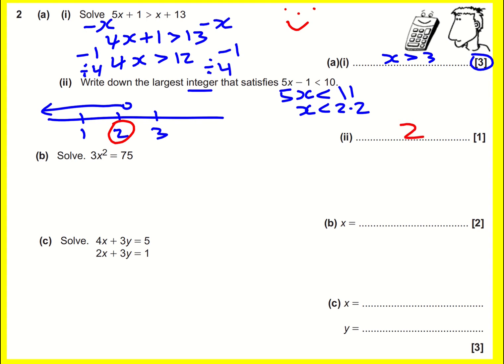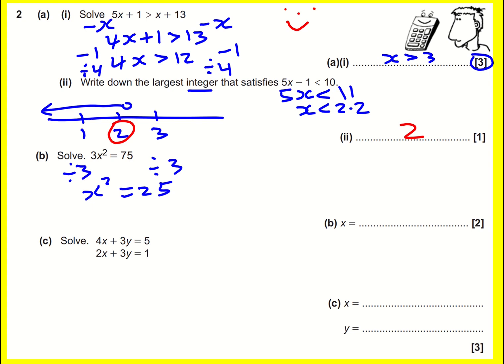Okay, B, solve 3x squared equals 75. Right, it's got an x squared in there now. We can't sort of divide through by x or anything. The key thing is to get x squared by itself. So I'm going to divide through by 3. And that's going to leave me with x squared equals 25.